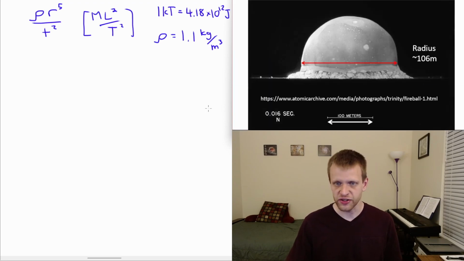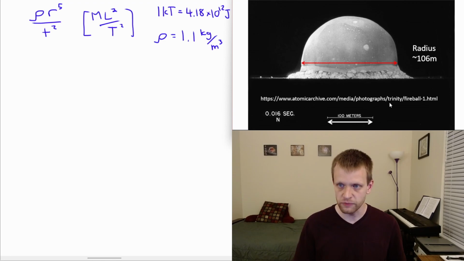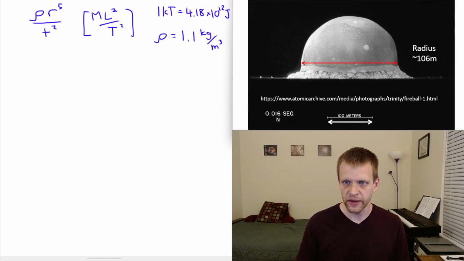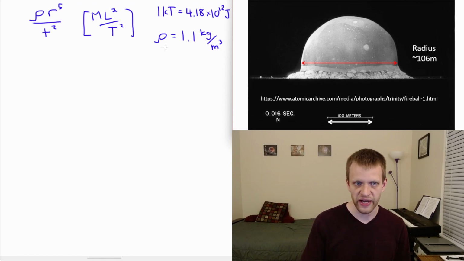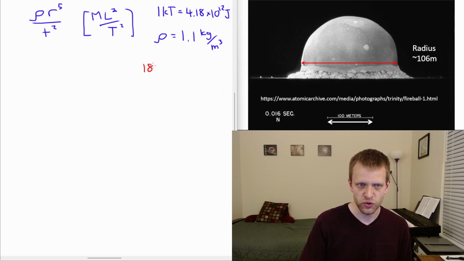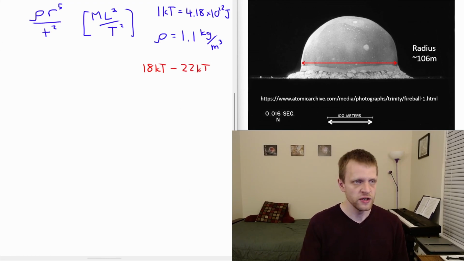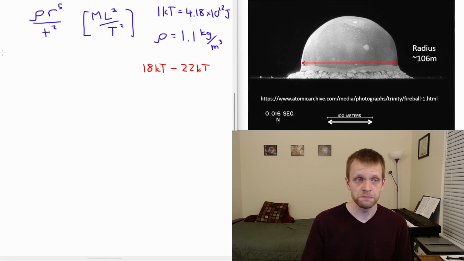Again, you can check this yourself. I've included the references on where I got these images from. You can analyze this yourself. But let's see, with this radius and this pressure and this time scale, what do we get for the approximate energy output? And just for reference, the accepted value is between 18 kilotons and 22 kilotons of energy output. So let's see what we get from this particular estimate.